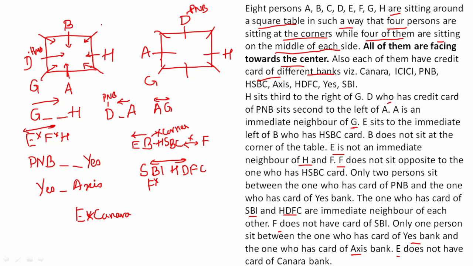B's left will be E. Does anything get destroyed? No. B is having HSBC. Here B has to come here, and on the left side will be E. Okay, so this will not work, because if I put E here, then it will be at the corner.